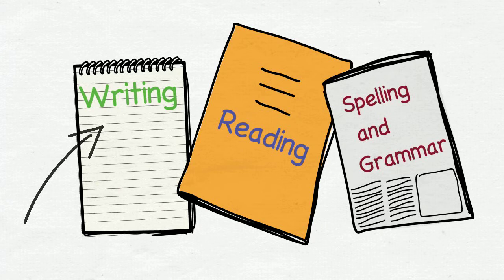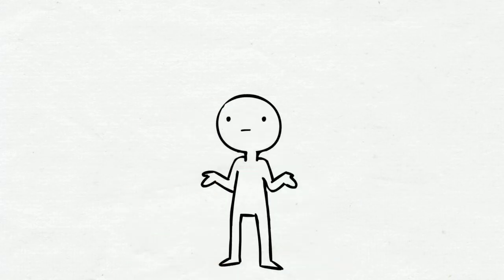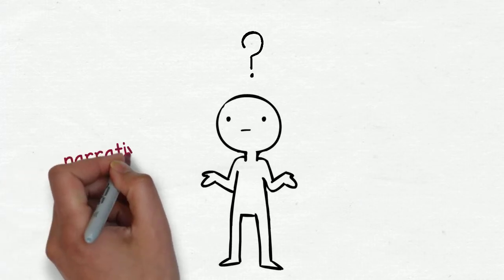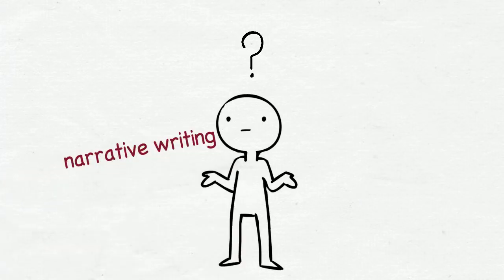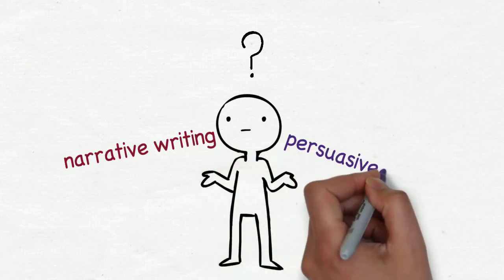In this video, I'm going to explain the writing paper in more detail. What do the children have to write about? And what is their writing being assessed on? Nobody knows what the writing topic will be each year, but we do know that it will either be a narrative, where the children must tell a story, or a persuasive piece, where the children must argue a point.